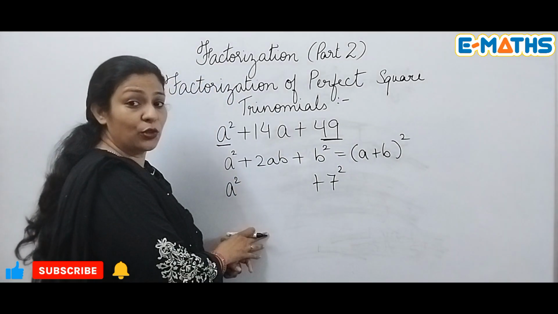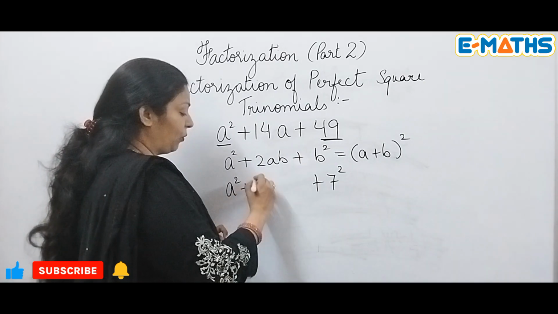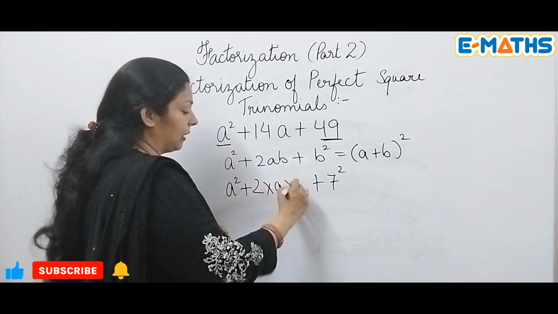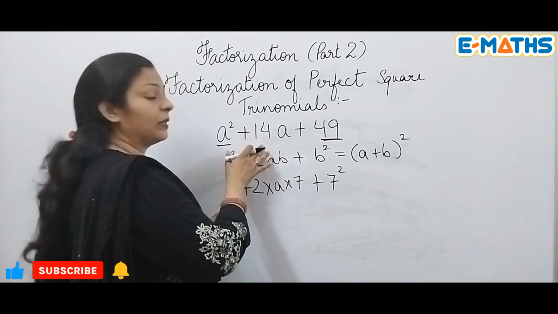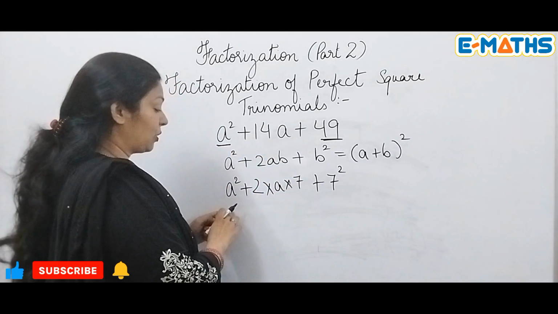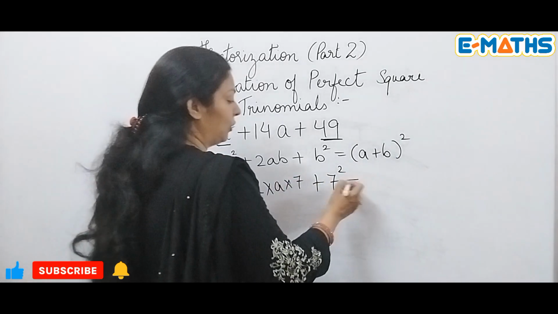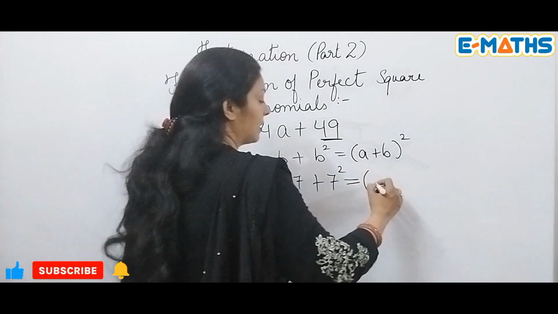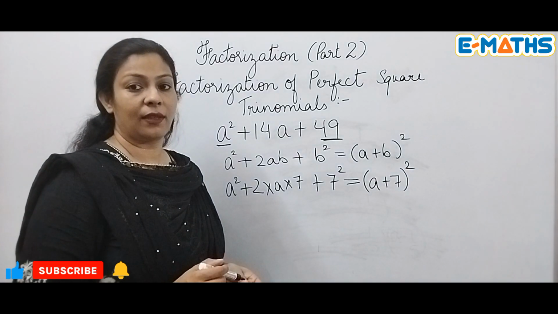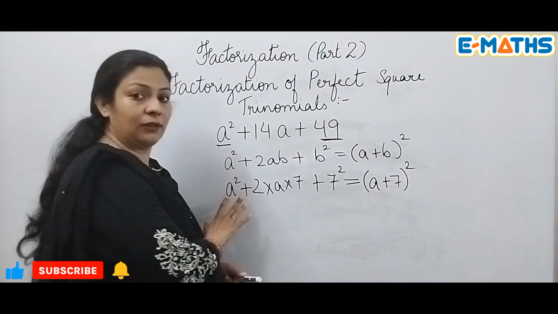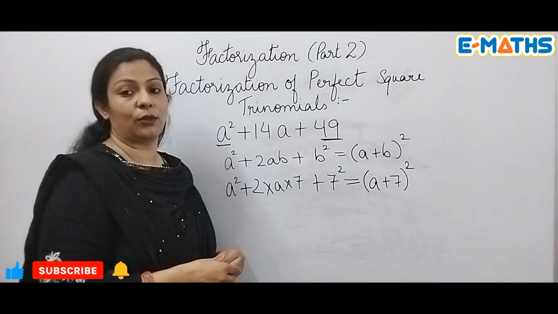That means we have got the values of a and b. A is a only and b is 7 here. So if I have to break this up, I can write this as 2 into a into 7, which is going to give me this, because if you want to check it, it is a square plus 14a plus 49. That means we have got the value of a and b, which is a plus 7 whole square. So this one is an easy one, and this is how we do the factorization of such questions.